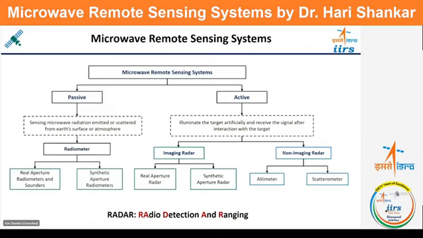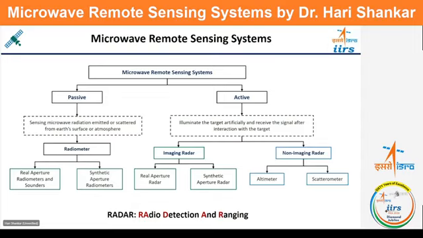In imaging radar, again, there are two types. One is called the real aperture radar, RAR, and another is called the synthetic aperture radar, that is SAR. Real aperture radar is directly related to the antenna length of the radar. If the actual or real antenna length is used for acquisition of the images, then it is called real aperture radar images.